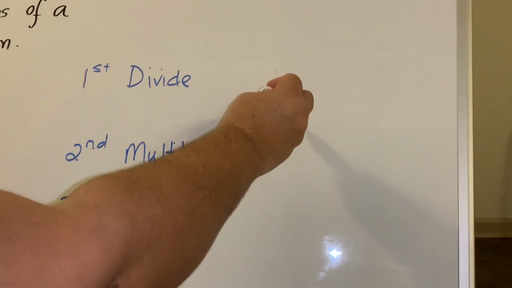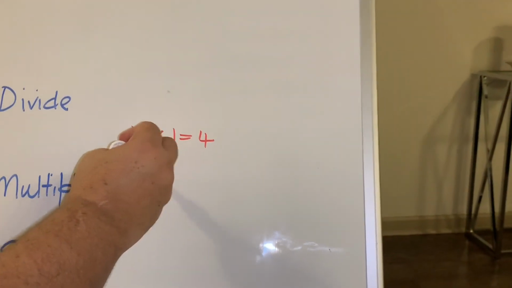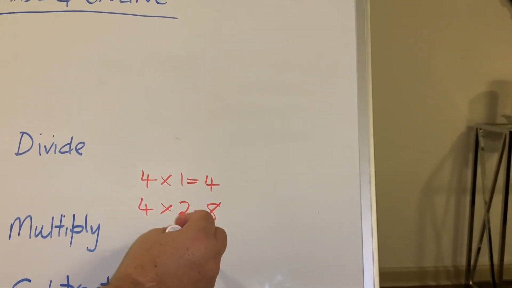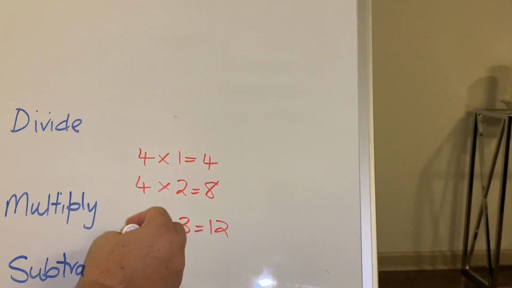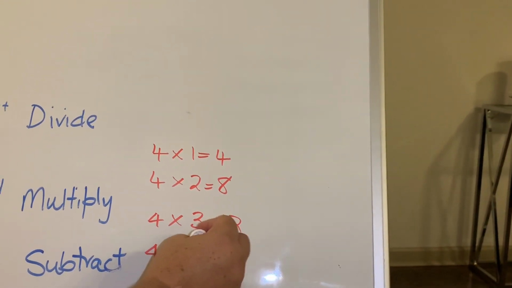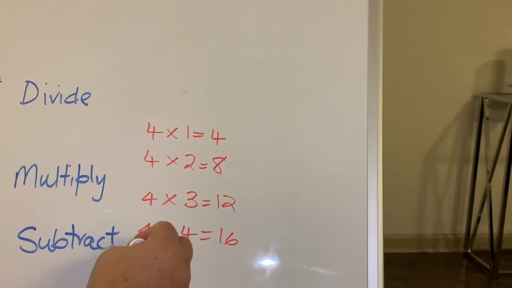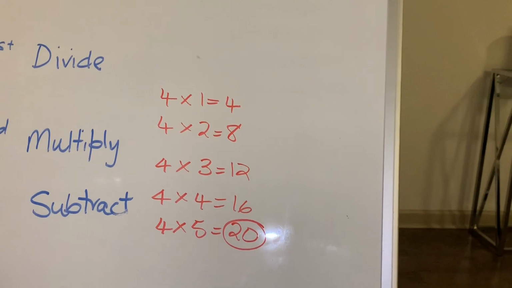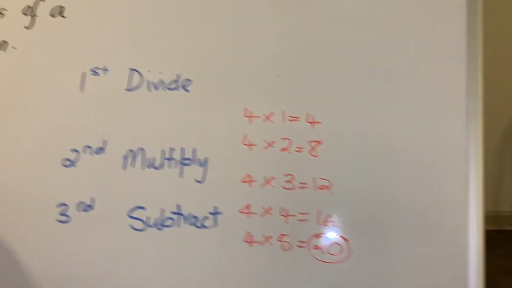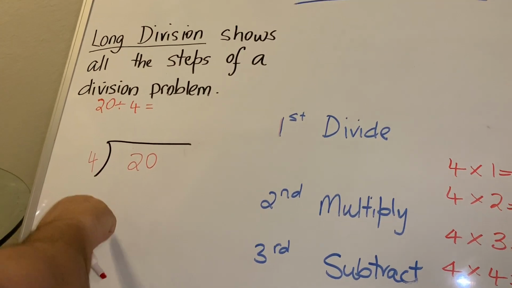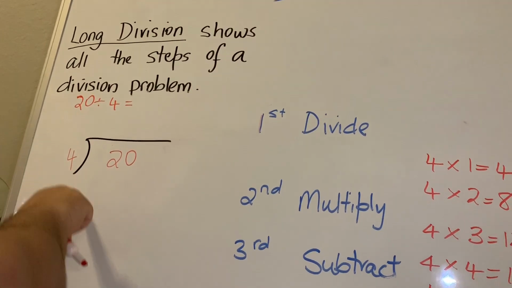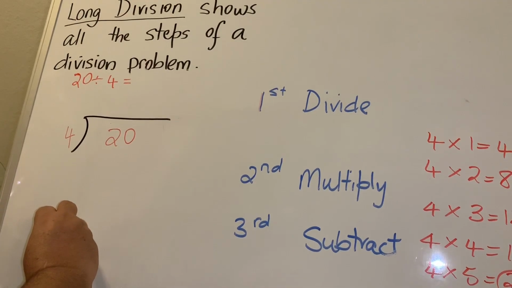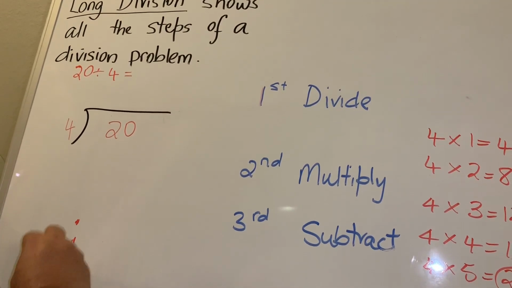4 times 1 equals 4. 4 times 2 equals 8. 4 times 3 equals 12. 4 times 4 equals 16. 4 times 5 equals 20. Ding, ding, ding. We actually got the exact number that we're looking for. So we know that we can take sets of 4 out of 20.